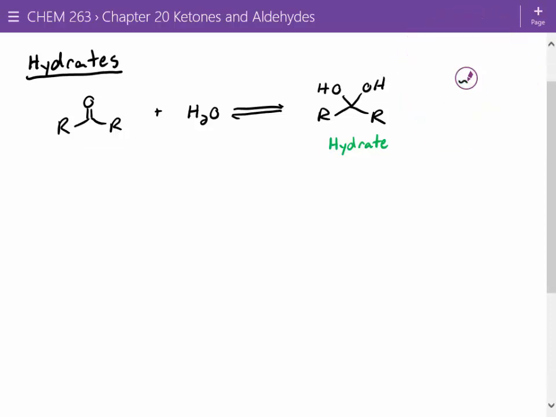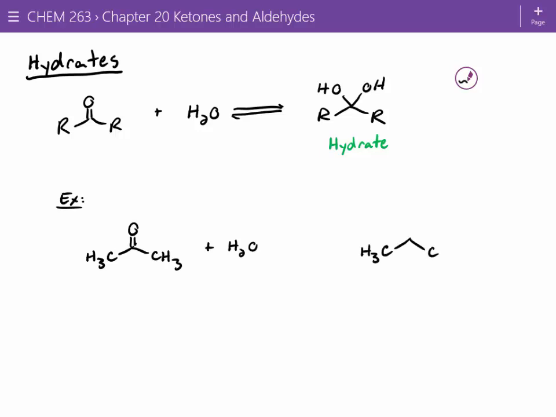The mechanism for this is similar to our mechanism that we've already seen. But before we jump into that, let's take some examples of hydrate formations. Let's say I have acetone and water. This will form a hydrate where water will add in twice. And I'm going to leave out my equilibrium arrows. Let's add those in later.